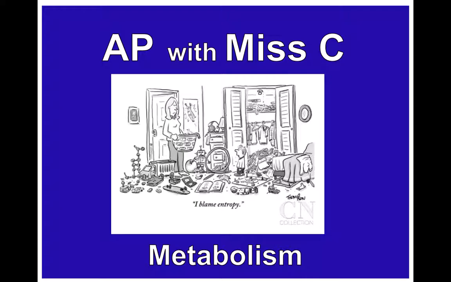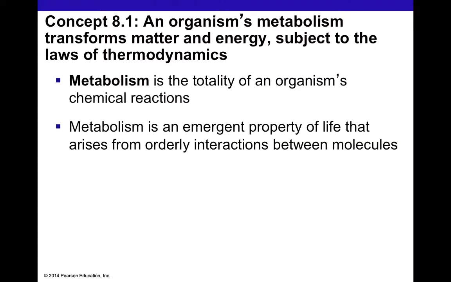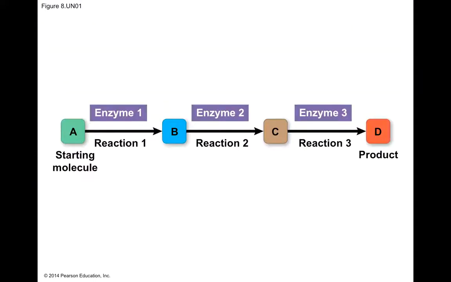So let's get started. Hopefully from the last unit, you understand that the cell is very dynamic, with components moving here, there, and everywhere. In order to do everything the cell needs to do, there are thousands of chemical reactions happening in the cell. And the sum of all of these reactions is referred to as the organism's metabolism. All of the chemical reactions taking place in the cell can be organized into a series of biochemical or metabolic pathways. Here's an example of a metabolic pathway.